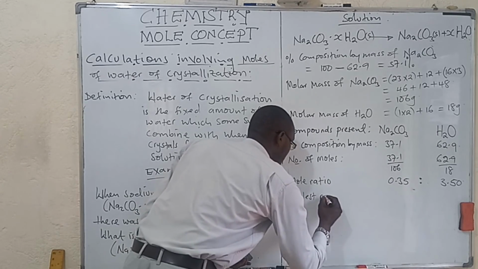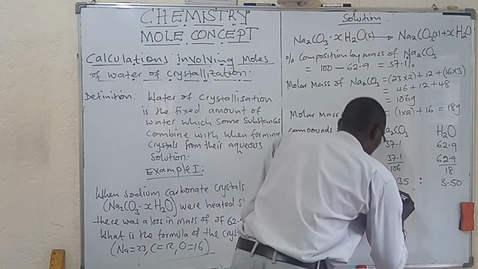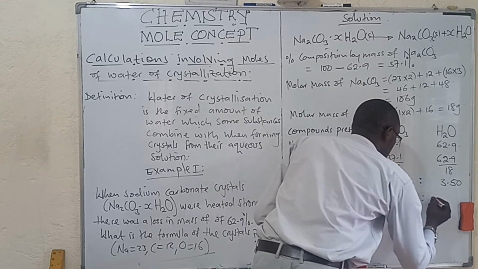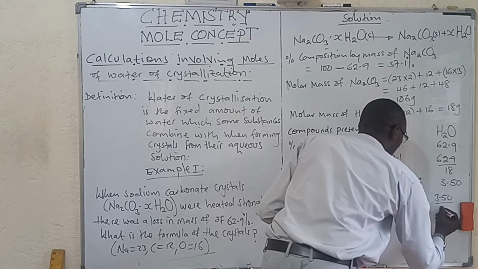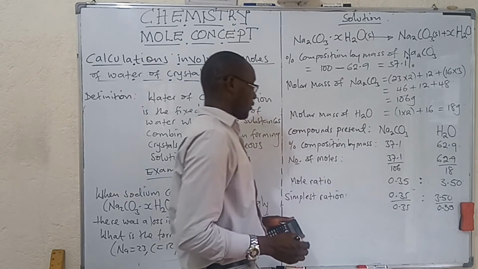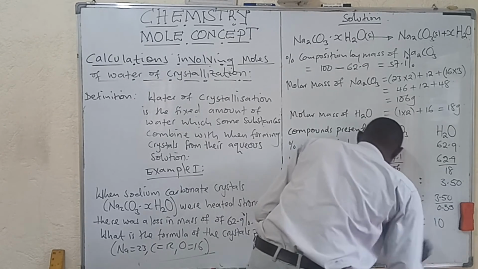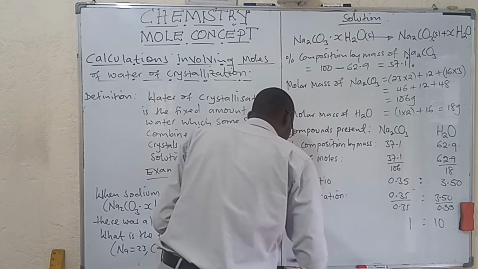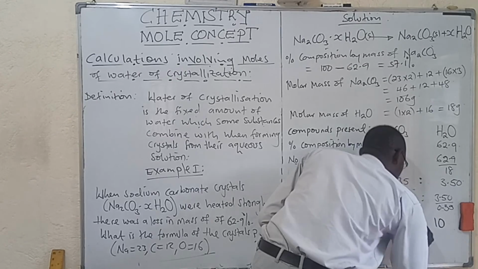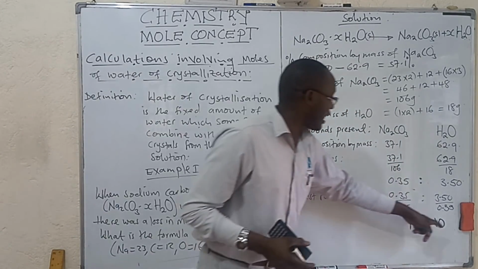Simplest ratio. So dear viewers, what is the simplest ratio here? Simplest ratio by dividing through by the smallest. So 0.35 over 0.35 to 3.50 over 0.35. When we divide, we shall get a 1 here. This is 1, 2, and here we shall get a 10. I don't know whether that marker is clear enough. Can people see my 10? This is a 10. This is a 1.